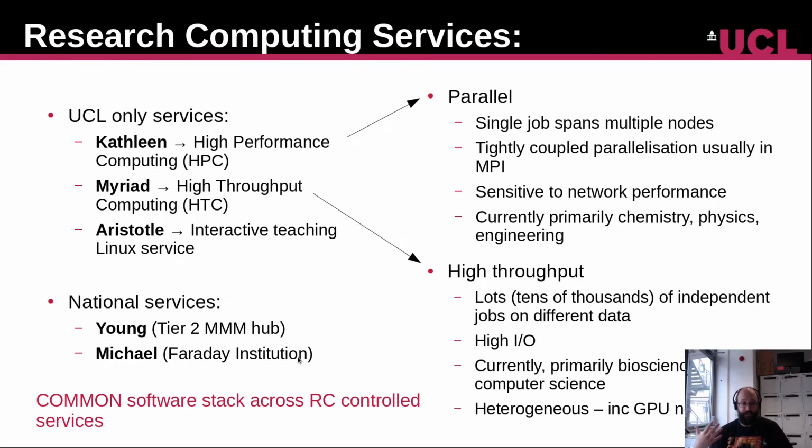As part of our design principles, the software stack on all these machines is the same. So if you log into Myriad, and you log into Kathleen, and you log into Young, the environment will be very similar. They all use Grid Engine, they all have the same applications installed. The only difference is that on Young and Michael, because they're national services, there's a charging regime on there.